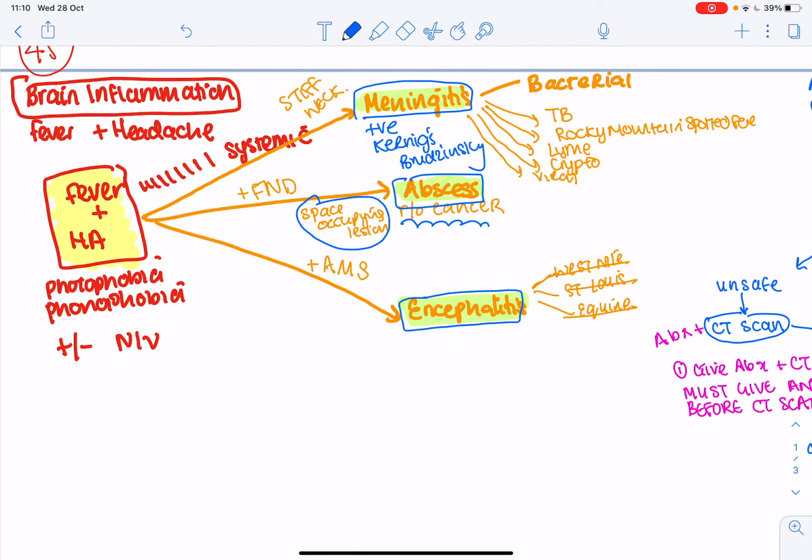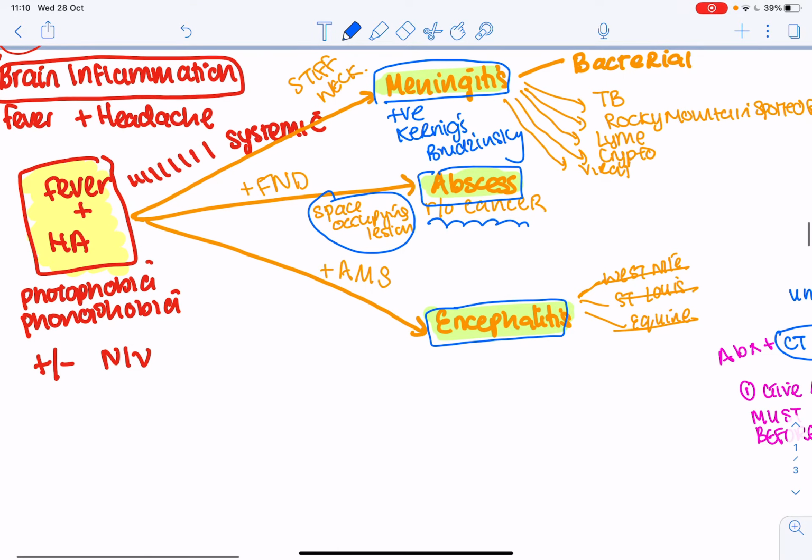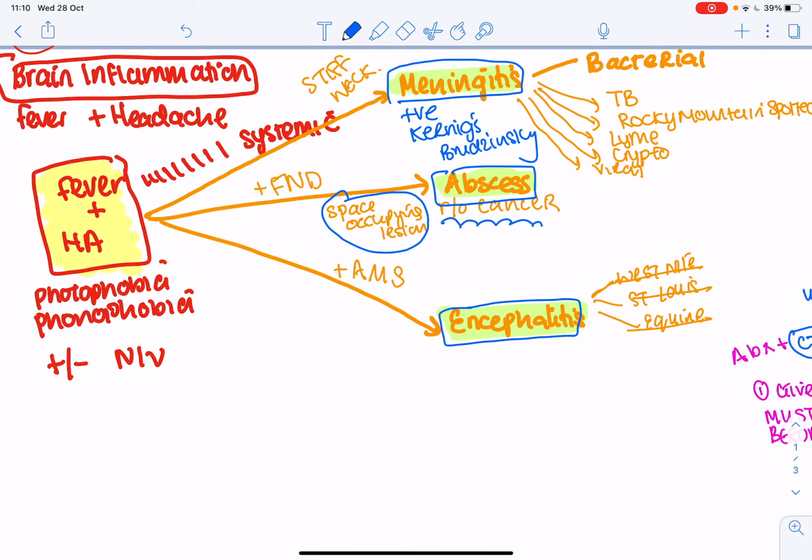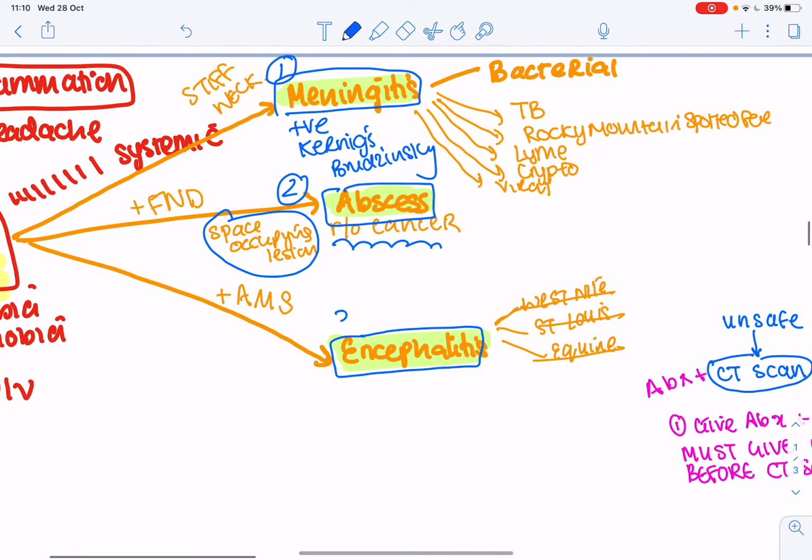Okay, so we've got the differentials for brain inflammation. The patient is coming to you and they're presenting with fever and a headache. When they present with a fever and a headache, this is a sign of brain inflammation. Remember, anytime there is a fever, obviously inflammation is occurring because that's a sign. And if they also present with a headache, now there's some kind of brain inflammation, and your differentials are meningitis here, abscess here, and encephalitis here.